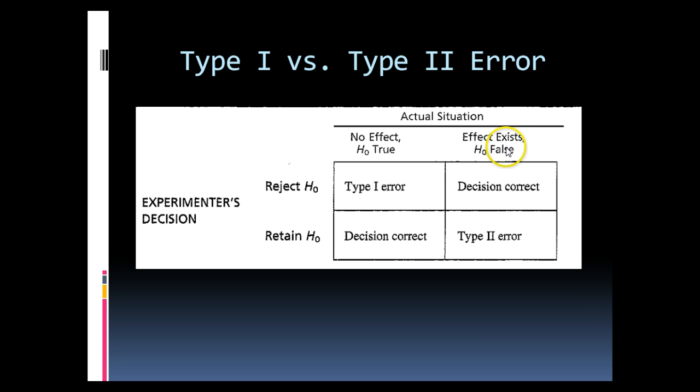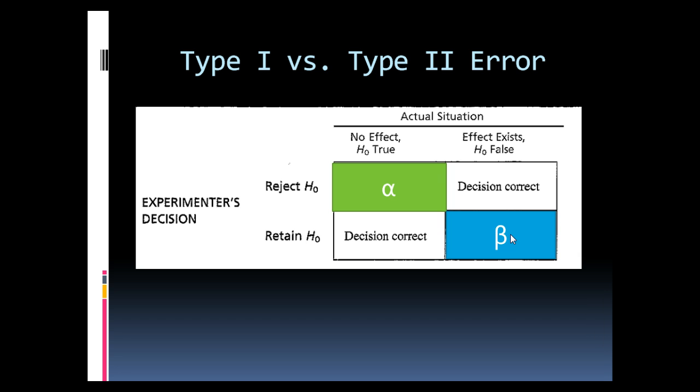When the effect exists, so let's say blueberries really do help and the H sub O is false and you reject the H sub O, that's a good decision. Another good decision is when you retain the H sub O and there is no effect. You say, yep, the null's right, and there is no effect. So that's a good decision here. Then you have the type 2 error. Again, you do not reject the null, but it's actually false.